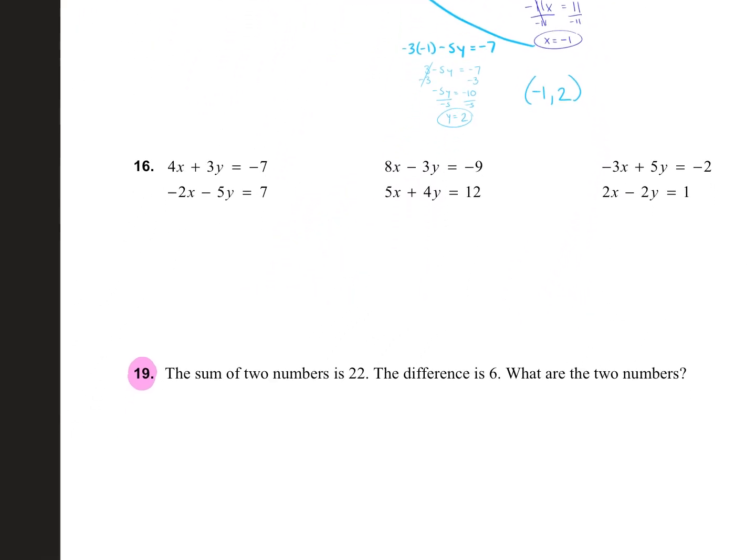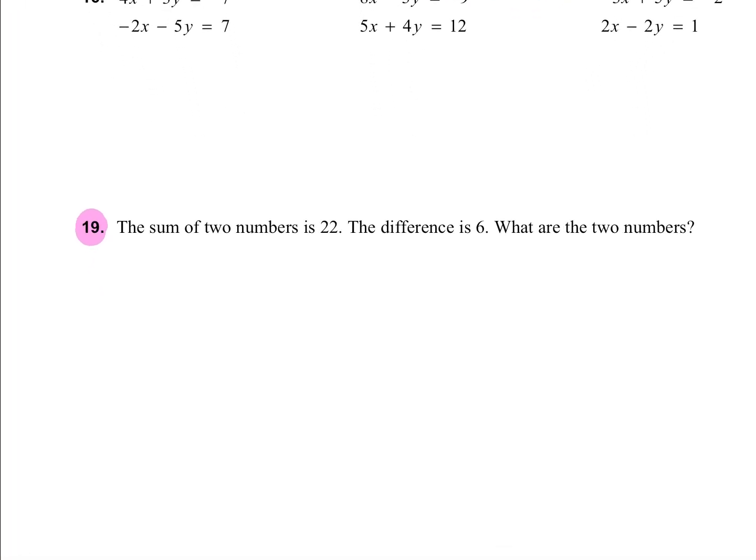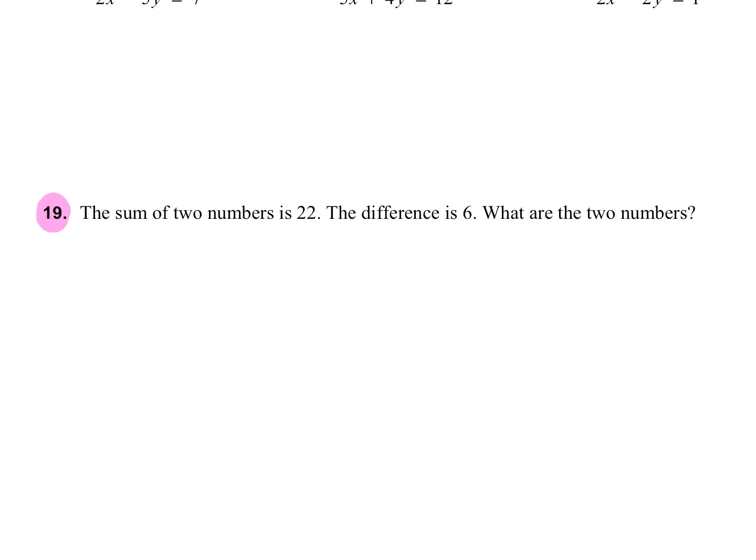Perfect. Let's look at 19. So there's going to be one word problem on the quiz tomorrow. And you can solve it either way, but the important part is coming up with the two equations. So this says the sum of two numbers is 22. The difference is 6. What are the two numbers?